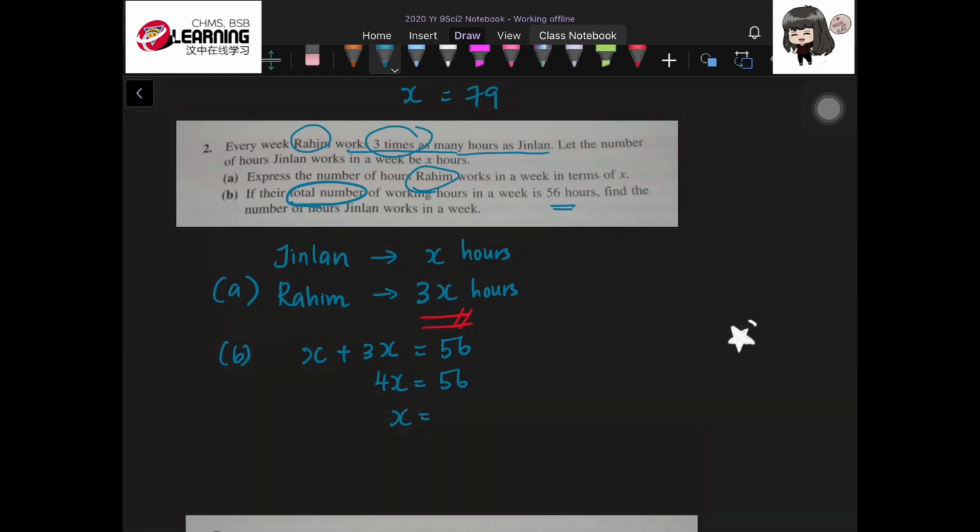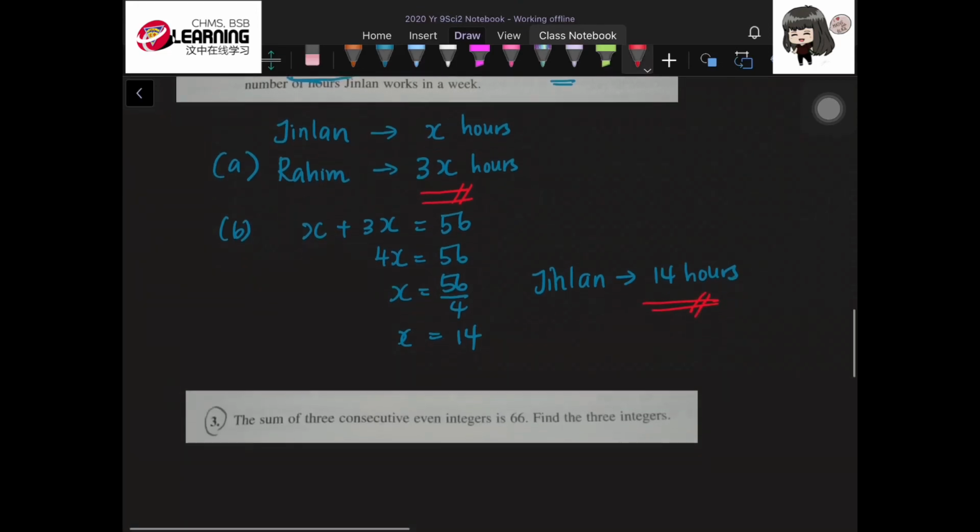So for x, we move the 4 to the other side, it becomes divide. And x equals 14. Okay, so is the answer 14? They're asking for Jinlan. So Jinlan, yes, works 14 hours. How about Rahim? Rahim will work 3 times of Jinlan, so 3 times 14. But this question is asking about Jinlan. So Jinlan works 14 hours. Done, number 2. Okay, let's go to number 3.